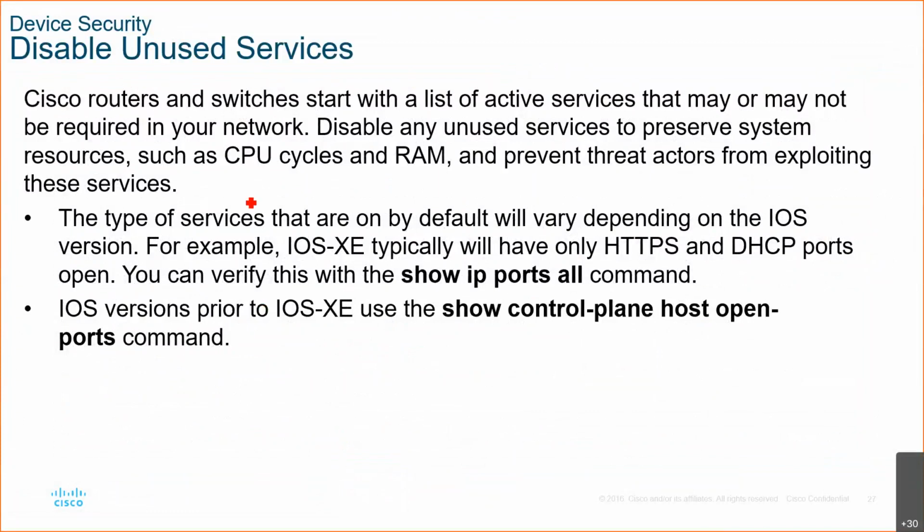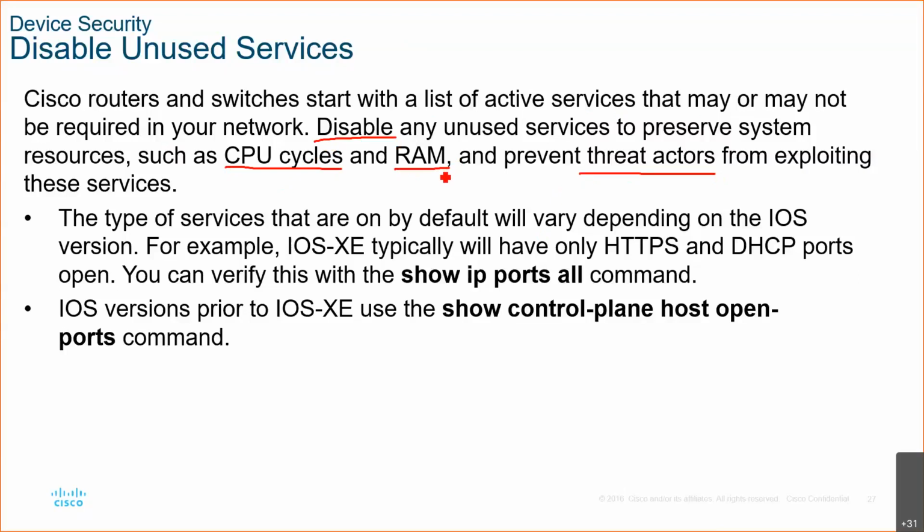Cisco routers and switches start with a list of active services that may or may not be required in your network. Whichever service is not required, disable it, so that threat actors do not exploit that. This also affects CPU cycles and RAM, and the features inside the RAM that you don't use.